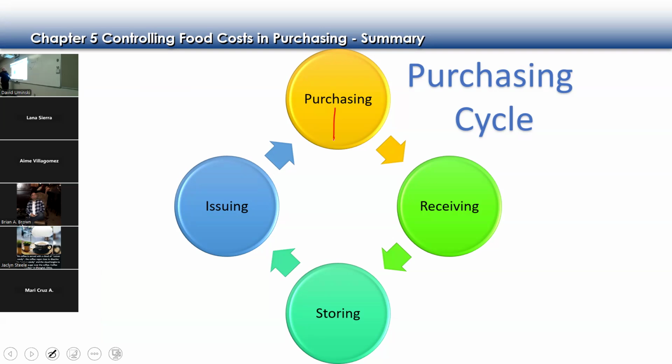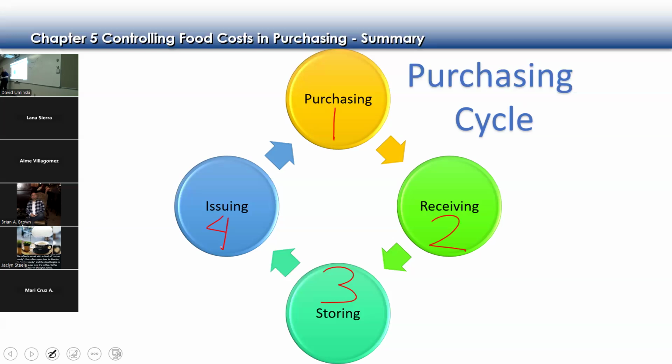So we start with purchasing. After we've purchased the product, it is then delivered to our operation. So we receive it. After we receive it, we put it into storage. So we put it into our inventory, whether it goes in refrigeration, whether it goes in our dry storage or the freezer. Then we issue the ingredients, which means we put them into production.